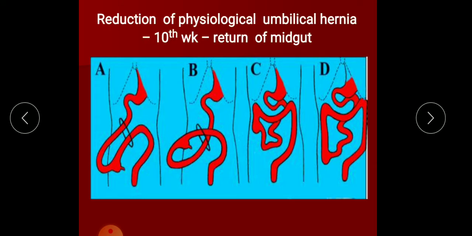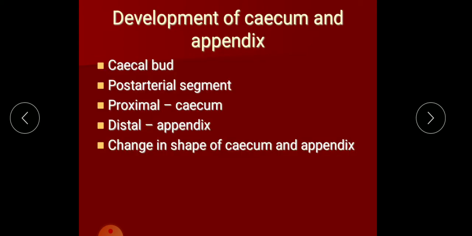So you find the reduction of physiological umbilical hernia, that is the return of midgut, occurs in the 10th week of intrauterine life. Fine. So now the abdominal contents have returned back after the rotation. Now you should know some more details about caecum and appendix. You know where caecum and appendix is developing from.